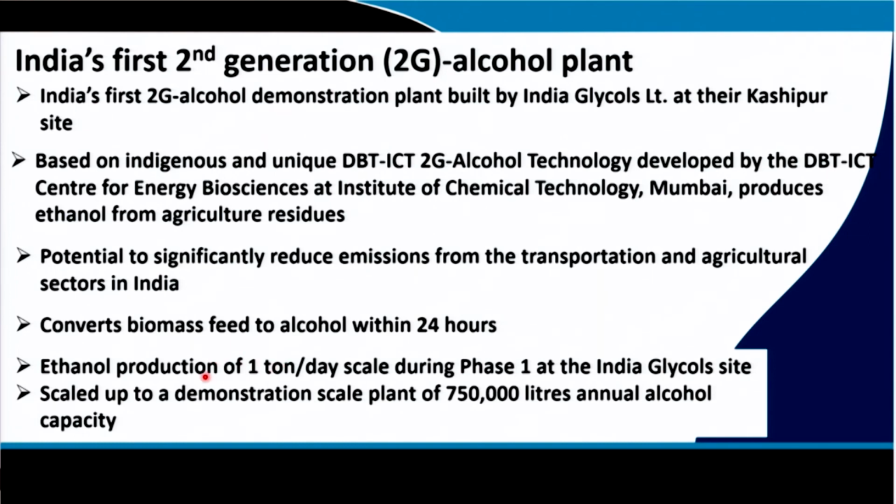And ethanol production of 1 ton per day scale during phase 1 at the India Glycol site was further scaled up to a demonstration plant with 750,000 liters annual alcohol capacity.